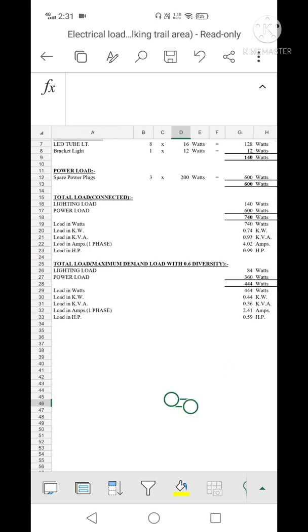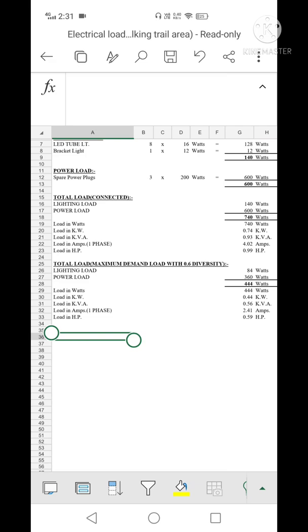Diversity factor is nothing but how much time, or what the running time of our load will be. Basically, you know that we never use our lights or sockets 24 by 7. Usually we use them whenever required. So we consider over here a diversity factor of 0.6. You can consider it 0.7 or 0.8. It depends totally upon the design engineer and what the usage of the system will be.